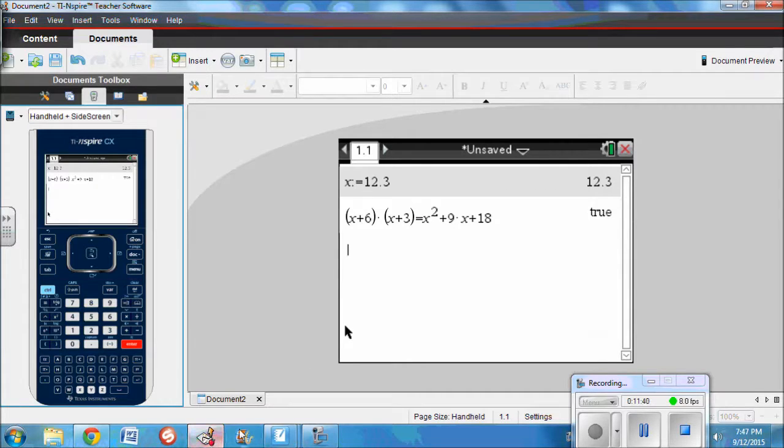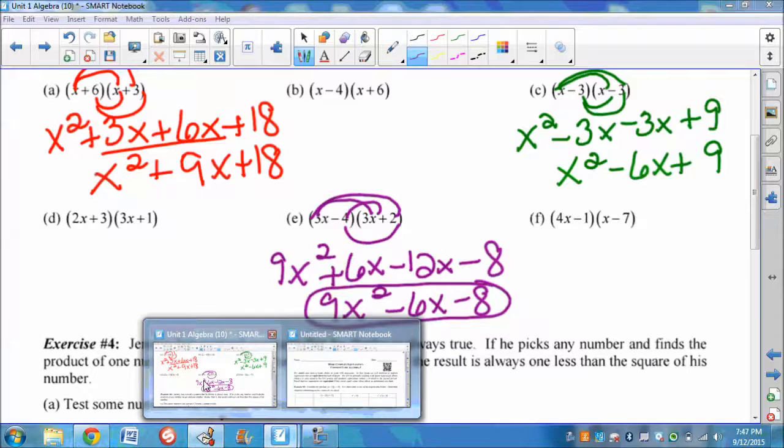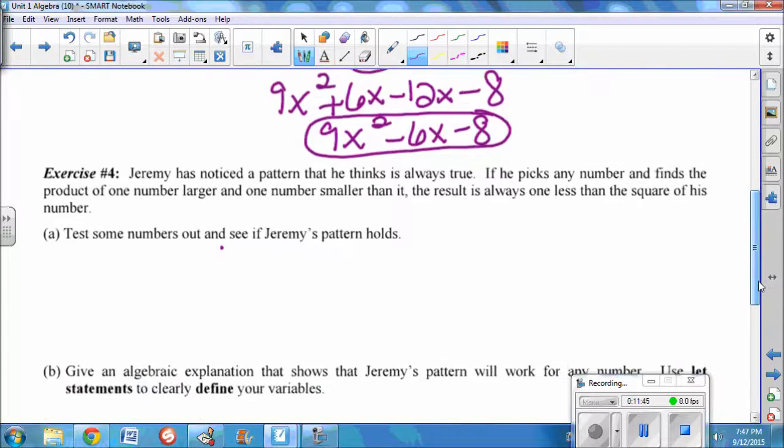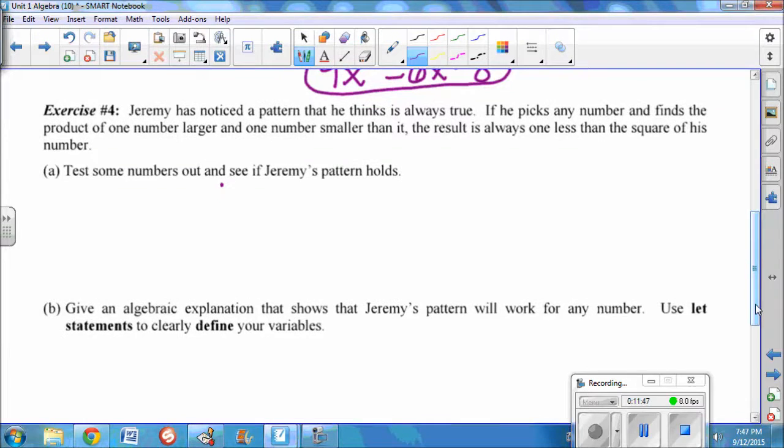Okay, all right, so let's go back to our page. Okay, and let's continue on. It says, Jeremy has noticed a pattern that he thinks is always true. He picks any number and finds the product of one number larger and one number smaller than it. The result is always one less than the square of its number. Okay, so let's see what he means by that. So test some numbers out and see if Jeremy's pattern holds true.